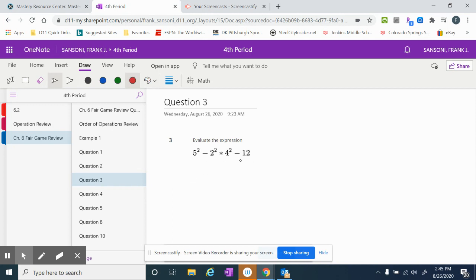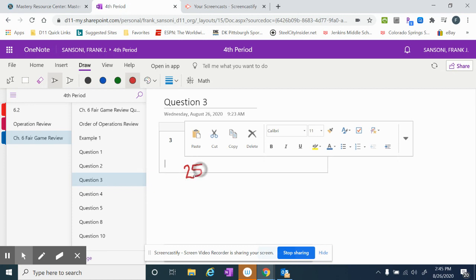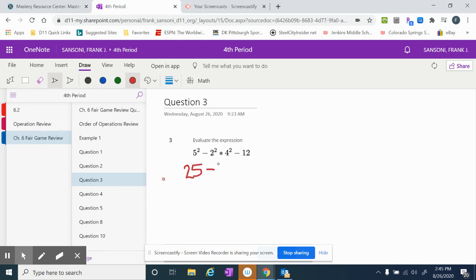Once again, I have no parentheses. I have a bunch of exponents. So I'm going to do all my exponents at once. I've got 5 squared, which once again means 5 times 5. So that's 25. Minus 2 squared. 2 times 2 is 4. Times 4 squared. 4 times 4 is 16. Minus 12. Let's make sure that shows up as a dot multiplication symbol. Okay. I have 25 minus 4 times 16 minus 12.